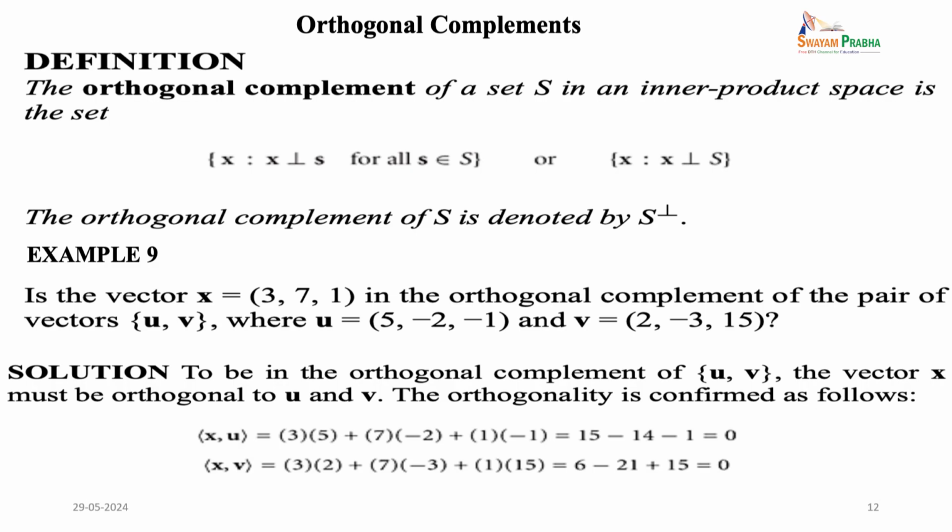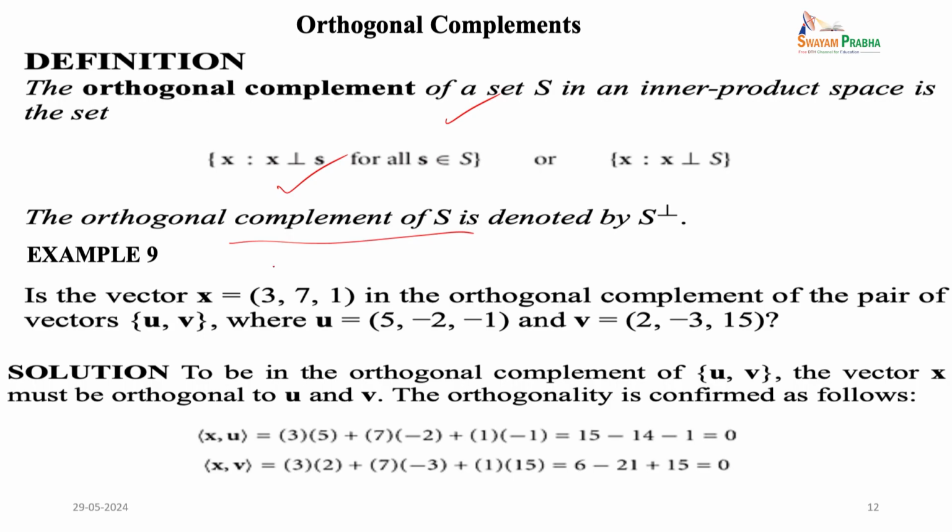Next, orthogonal complements. The orthogonal complement of a set S in an inner product space is the set of X such that X is perpendicular to S for all S in S. The orthogonal complement of S is denoted by S perpendicular. So, that is the meaning of two vectors being complements of one another. Let us go with one example.